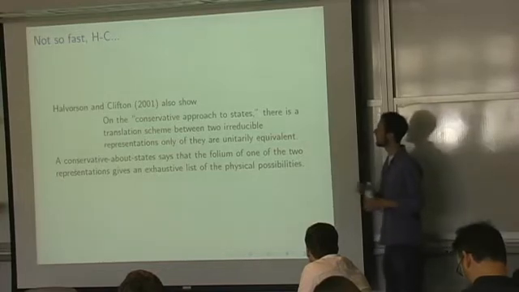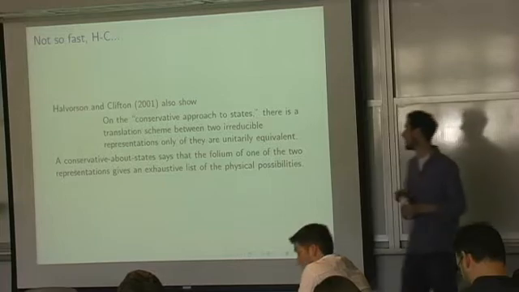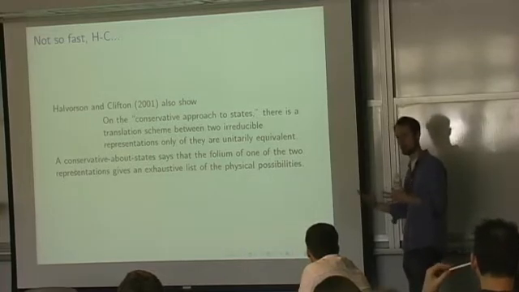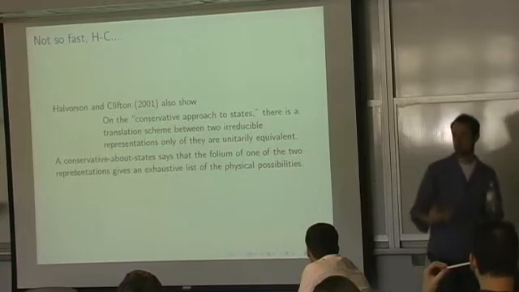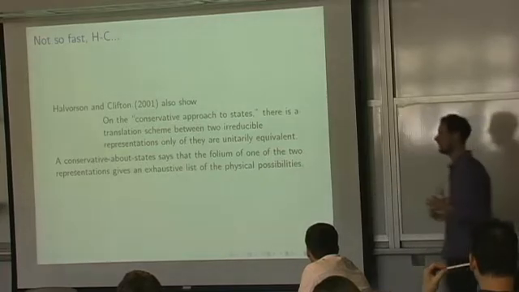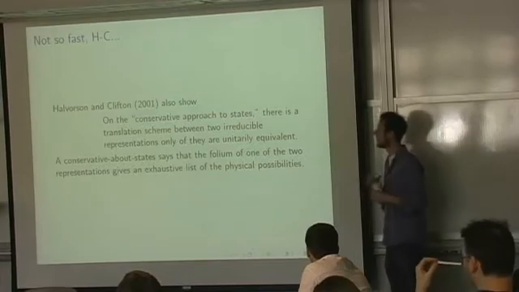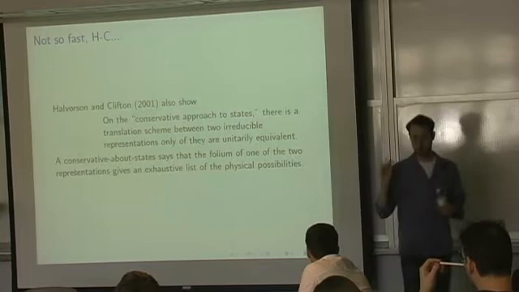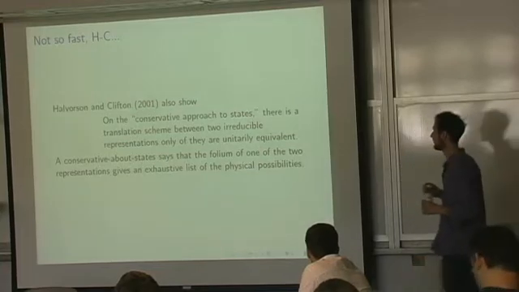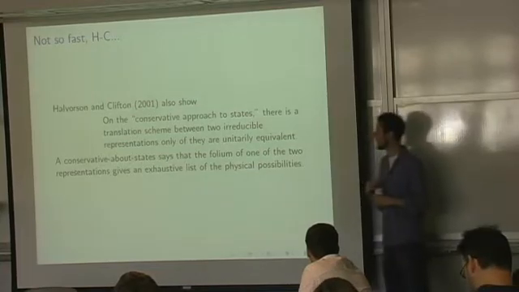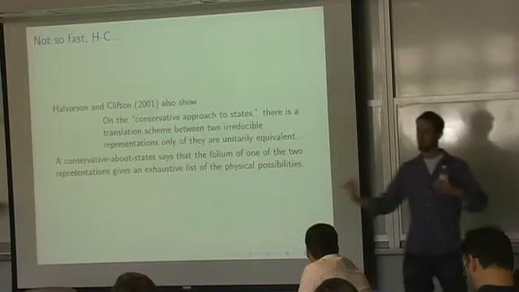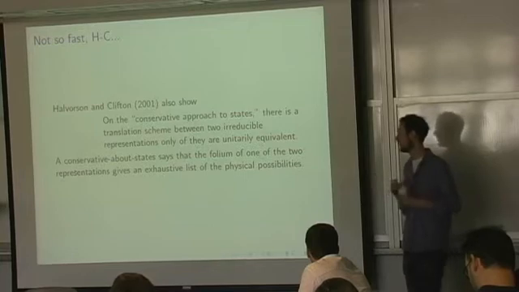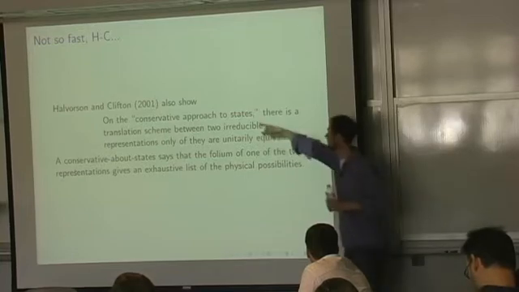Another thing they show in this same section is, okay, they've shown us, remember, that according to the liberal account of observables, representations are physically equivalent only if they're unitarily equivalent. They also show the same thing on the conservative approach to states, quote unquote, the way they define it. On this conservative approach to states, they say there's a translation scheme between two irreducible representations only if they're unitarily equivalent. Okay. What does a conservative about states say?